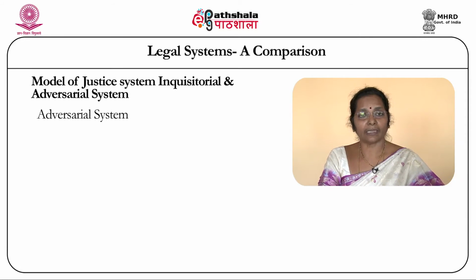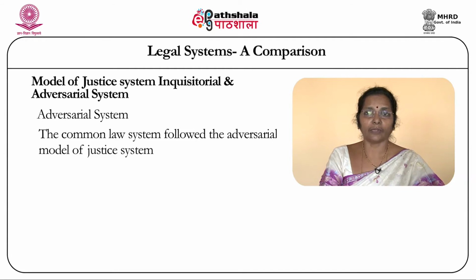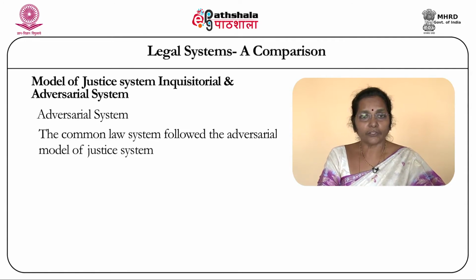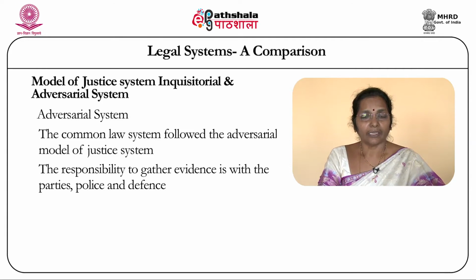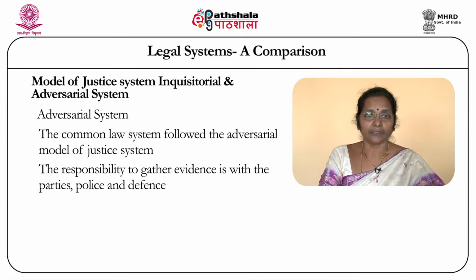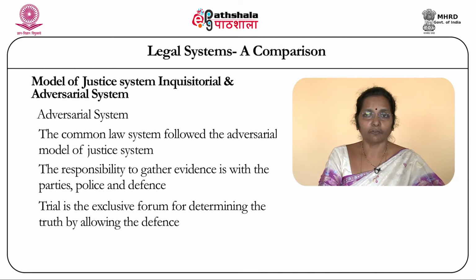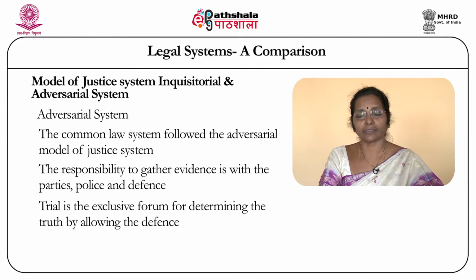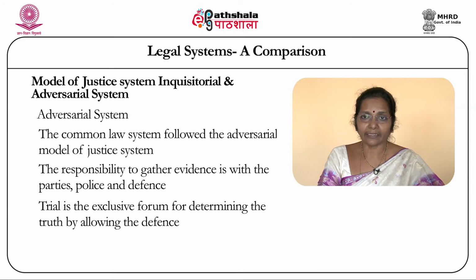Now, the common law system follows the adversarial model, and here, when an offense takes place, the responsibility to gather evidence is on the parties. The police have to gather it, the defense has to provide it for themselves, and the trial is the exclusive forum for determining the truth by allowing the defense. Whereas in the inquisitorial system, we find that on initiation either by the prosecutor or the judge, the magistrate who is looking into it is empowered to make a rigorous investigation of the case. Now, this is one glaring distinction we find between the inquisitorial and adversarial systems.